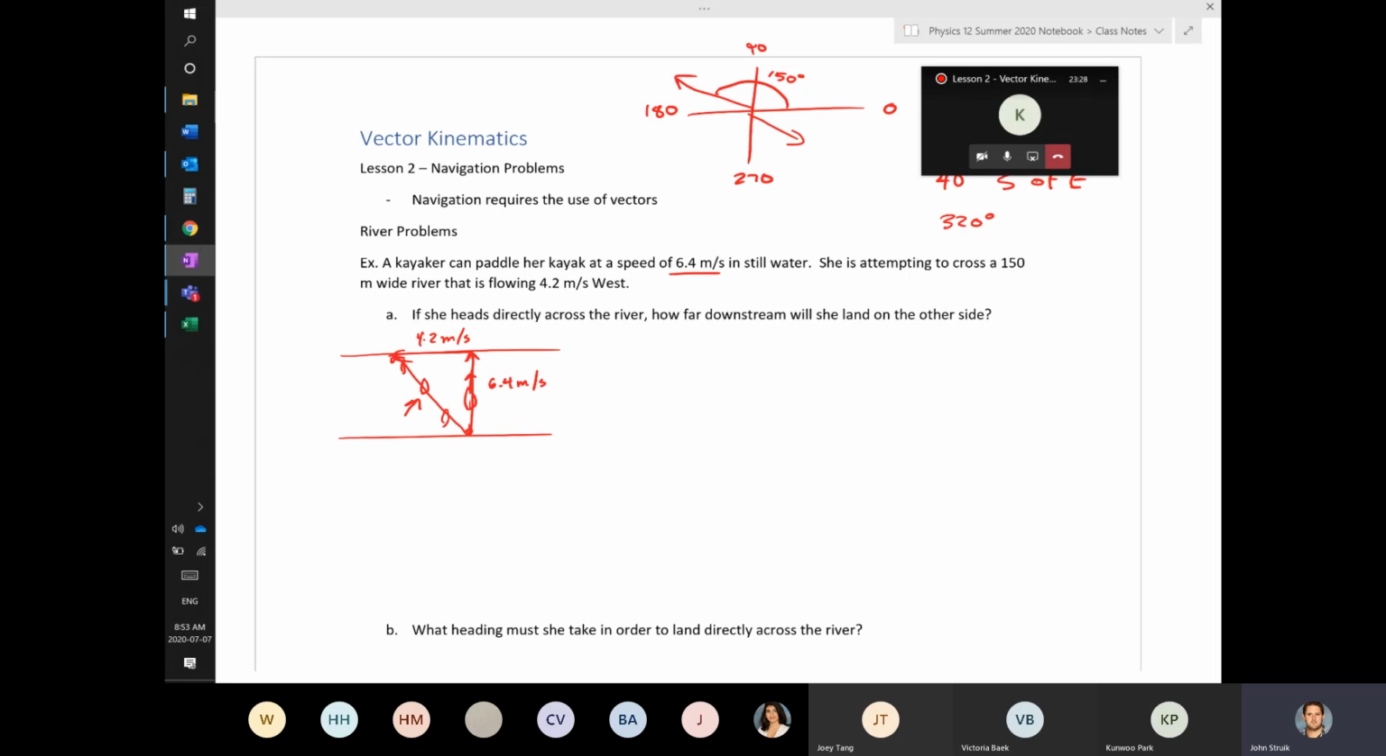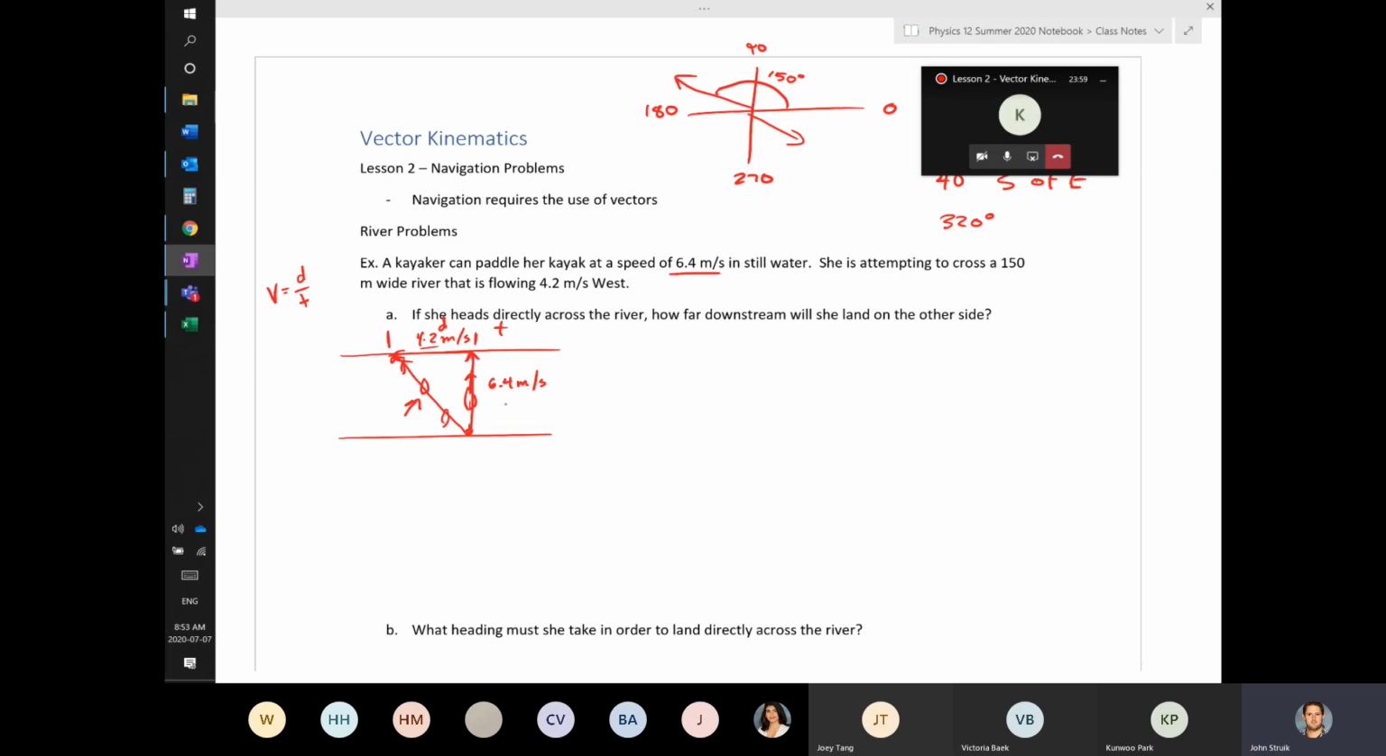So what we want to know is how far downstream she'll land. We want to know this distance from here to here. In order to find that, because we have our velocity and we're trying to find distance, we need to have time, so we're going to have to find the time. And I'm hoping you all know this formula, v equals d over t, for constant velocities. So we're going to apply that to her crossing the river directly.